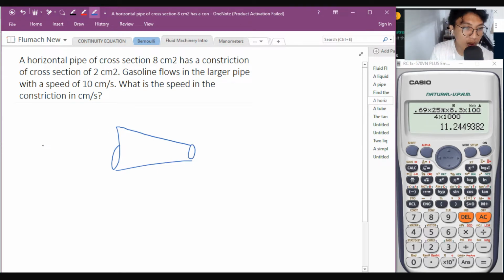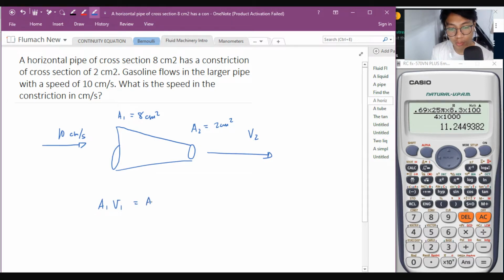Meron kang in a larger pipe na 10 cm per second daw yung gasoline. What is the speed of the constriction dito? Velocity 2. Pare-parehas lang. Meron kang area 1, 8 cm squared. Meron kang area 2 na 2 cm squared. Oh, basic na yan. A1, V1 equal to A2, V2. Wala pang challenge dito. Very basic lang to.